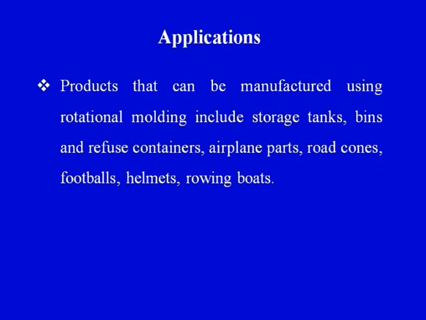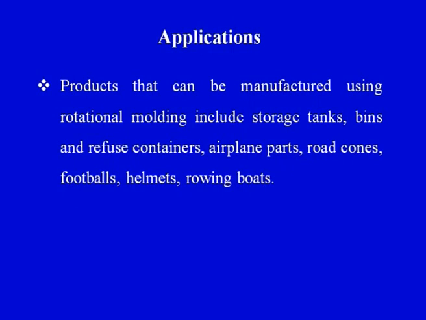Now what are the applications of rotational molding? The products that can be manufactured using rotational molding include storage tanks, as I have taken an example of a water storage tank over a building, which can be made by the rotational molding process. We can use bins and refuse containers, which can be made by rotational molding. Airplane parts can be made, road cones sometimes we see along the road, those can be made by rotational molding. Footballs, helmets, rowing boats, the applications are huge which can be made by the rotational molding process.